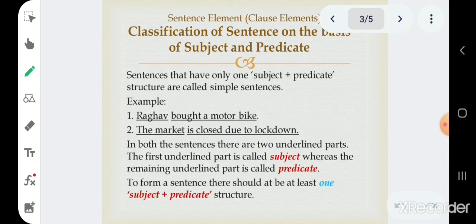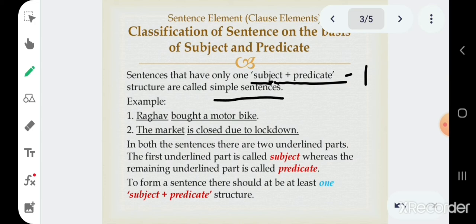Now we come to the next slide. Sentences that have only one subject and predicate, only one subject plus predicate. This is a structure. This combination is a structure: one subject and one predicate in one kind of structure. If a sentence has only one subject and one predicate, the sentence is called a simple sentence.